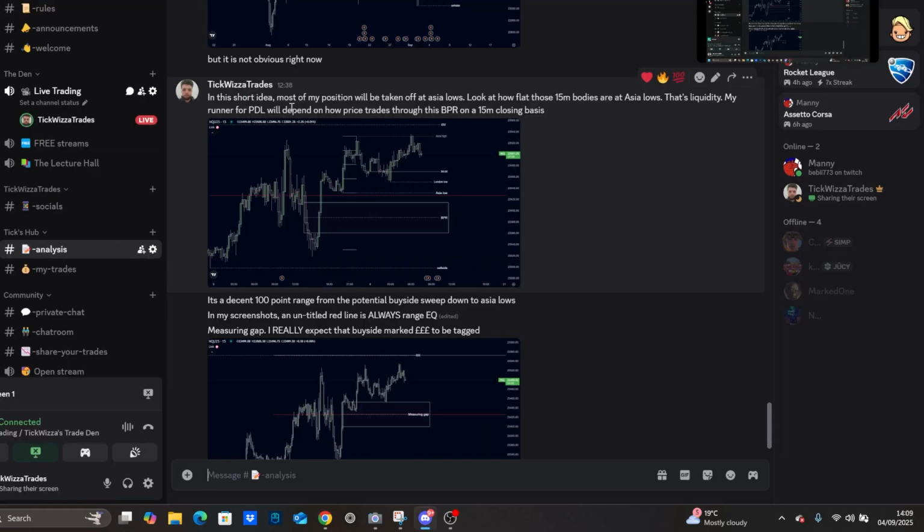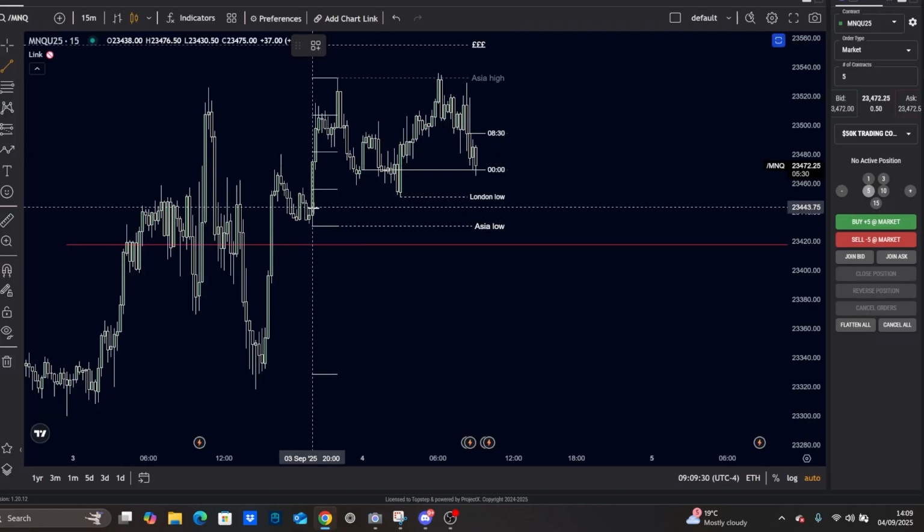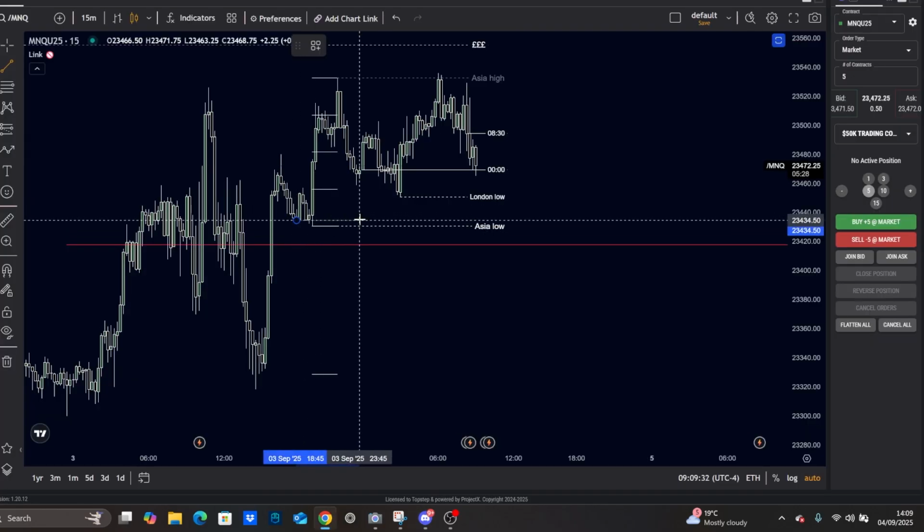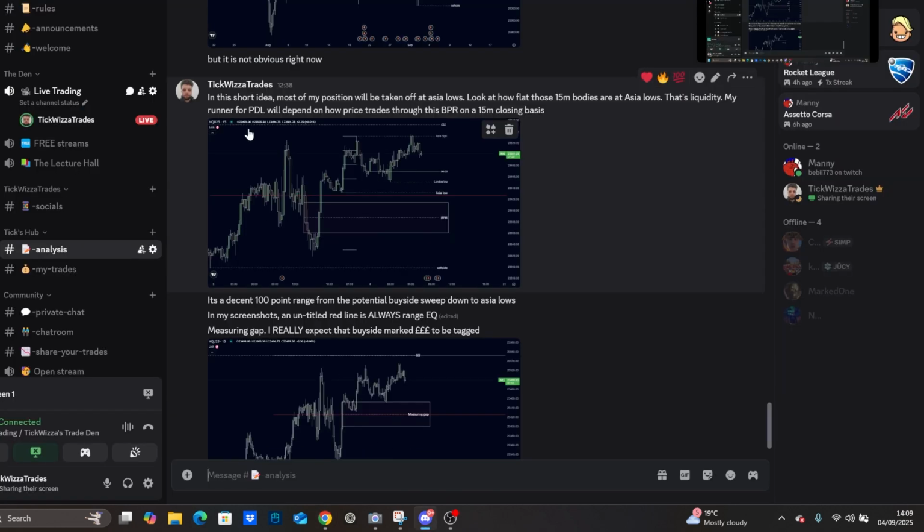In this short idea, most of my position will be taken off at Asia lows. Look at how those 15-minute bodies are flat at Asia lows. You see, even though this low swept below this, these bodies are really flat. That's liquidity. My runner for previous day's low will depend on how price trades through this BPR on a 15-minute basis.